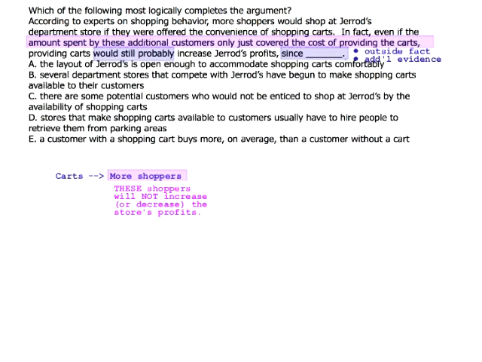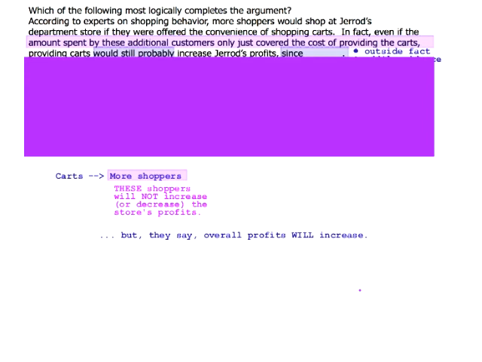But then they're saying profits overall will go up. And you want an additional reason for this. So let's forget the choices for a second. If we lay it out in these simple terms, you can pretty much see what we're going to need here. I mean, what they're saying is if you add carts here, then there's going to be more shoppers, but we know that more shoppers are not going to be the source of extra profits.